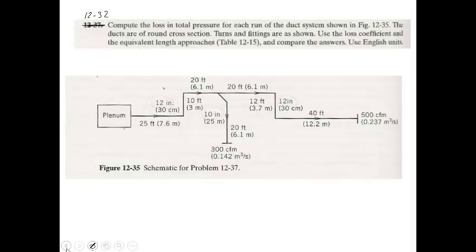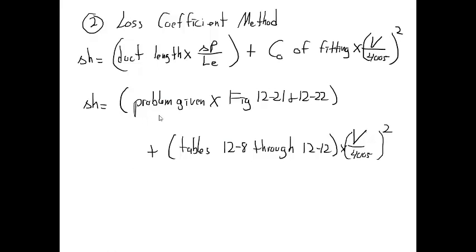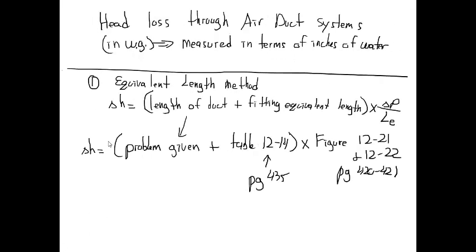So what I would do is come back, I would take the actual length given in the problem. Sorry, that's the loss coefficient method. I would get the actual length in the problem plus the equivalent length, and once I get all those together, I would multiply it by my pressure drop per 100 feet of length. How do I get the pressure drop per length?